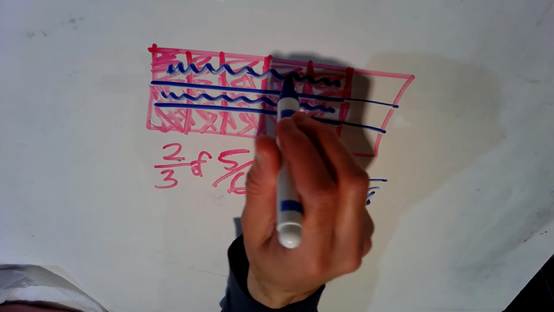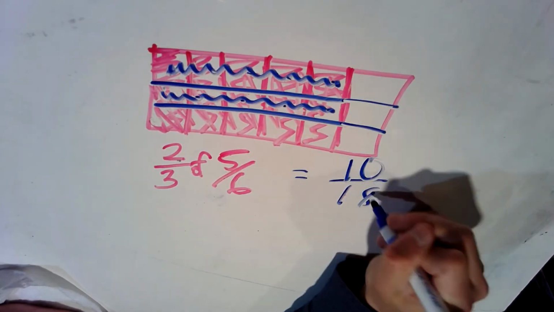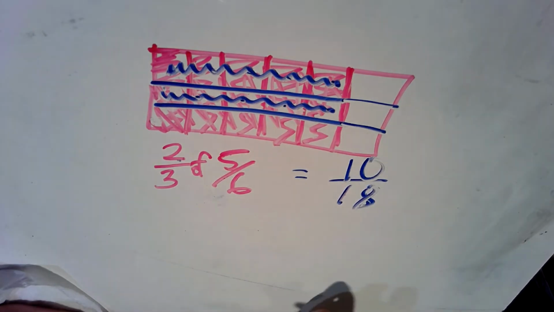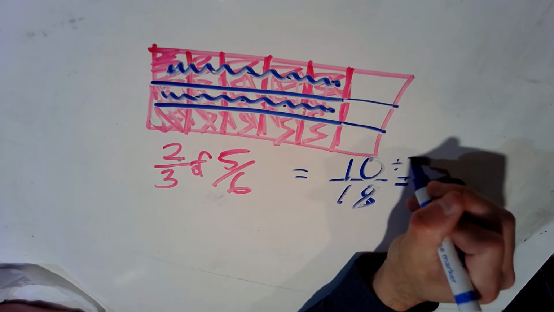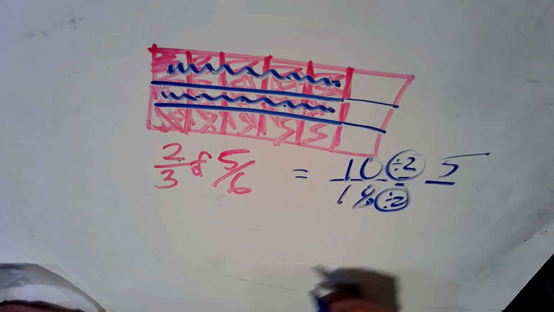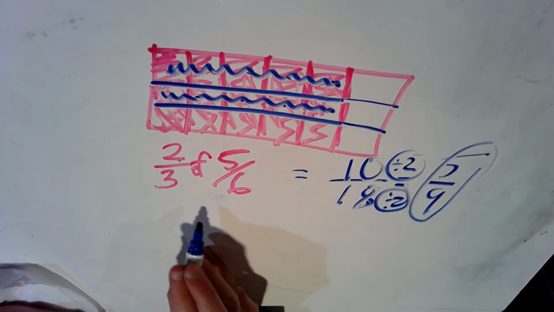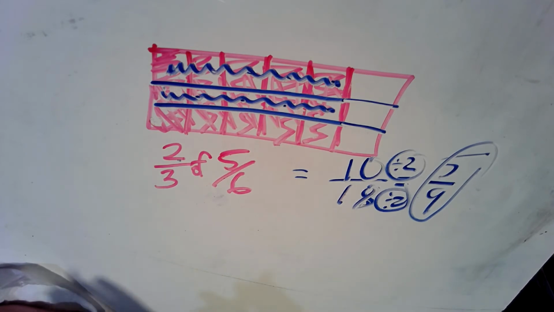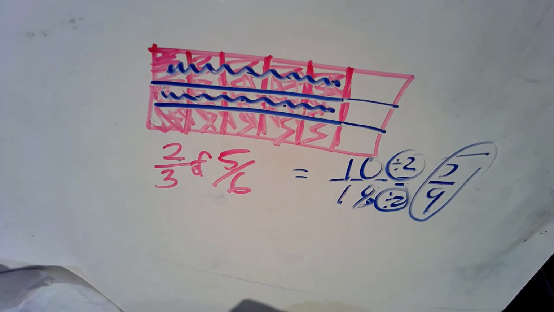1, 2, 3, 4, 5, 6, 7, 8, 9, 10. 5 and 5 is 10. We've got 10 18ths. 10 18ths is 2/3 of 5/6. In simplest form, we can divide 10 and 18 both by 2, because they're both even. 10 divided by 2 is 5. 18 divided by 2 is 9. In simplest form, 2/3 of 5/6 is 5/9. We found out that 2/3 of 5/6 is 5/9.